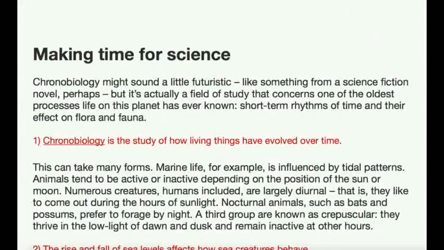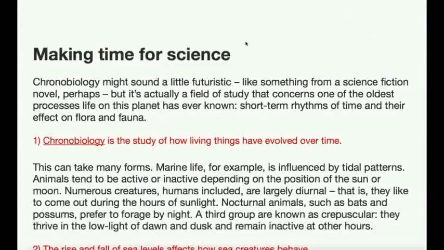Now, something important you should have noticed as we've been doing this IELTS reading true, false, not given exercise is the importance of synonyms. Synonyms are words or phrases that have the same meaning, exactly the same meaning or similar meaning to another word or phrase.